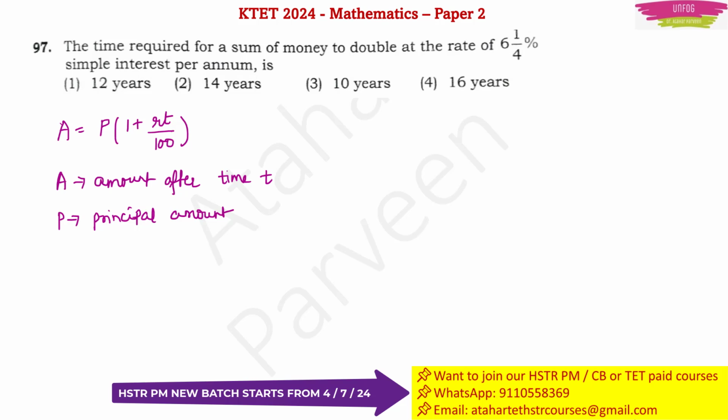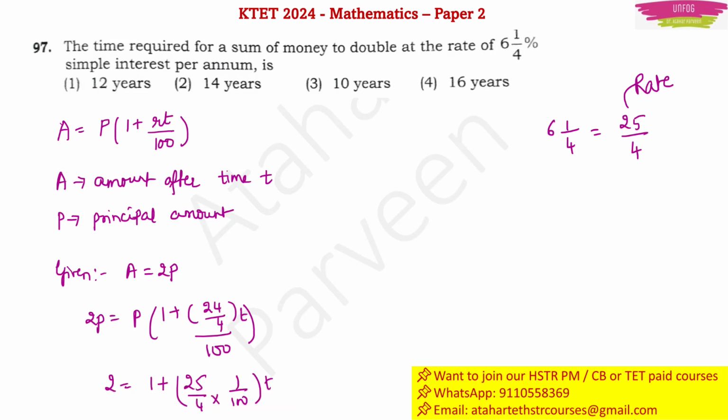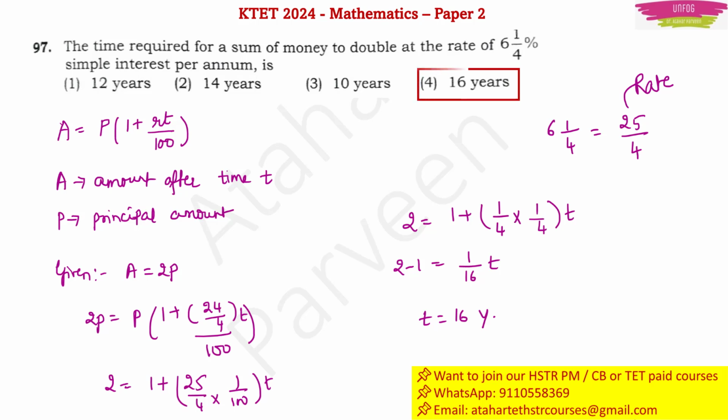So this is the amount after time t, which is equal to the principal amount into 1 plus RT by 100, where R is the rate of interest. Here they are giving 6 1/4, right? I have converted it into a fraction. It will be 25/4. Now I just have to substitute. Substituting and then simplifying, I will get time is equal to 16 years. So option 4 will be the correct answer.